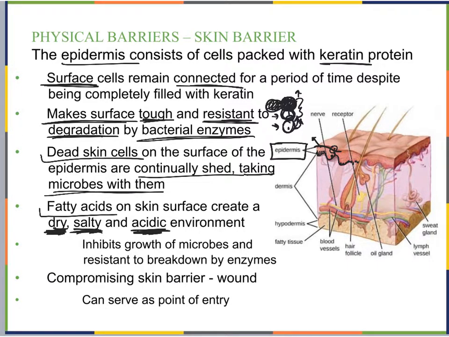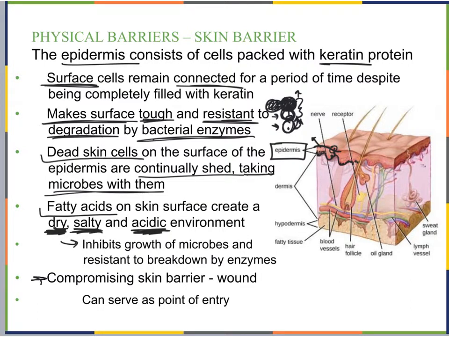And then also dry. Microorganisms need a lot of water, so if it's a dry environment, it's going to be difficult for them to continue living. So this is going to inhibit the growth of the microbes and make them resistant to breakdown by enzymes. So the keratin is a really important protein that's filling those cells and protecting us.